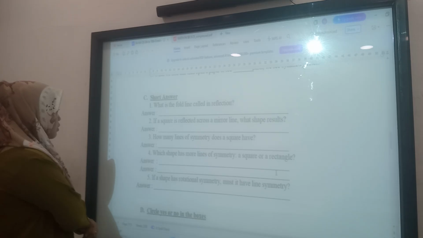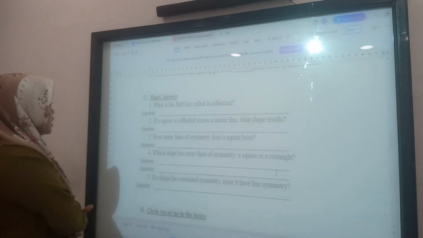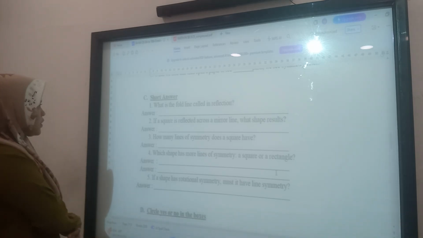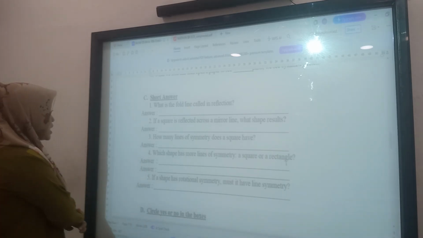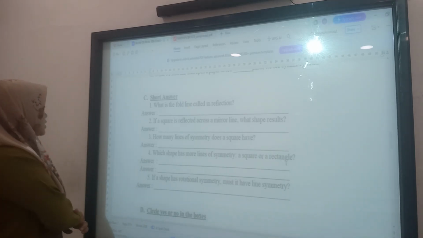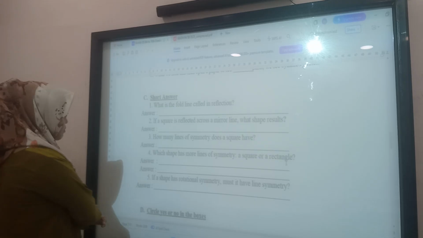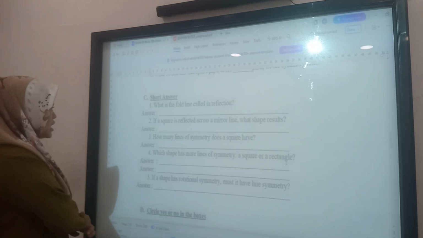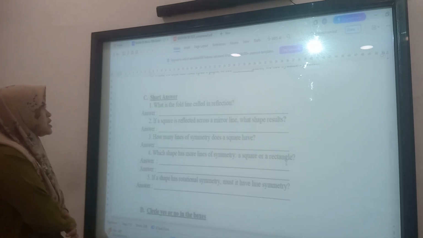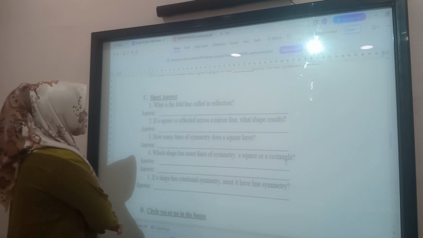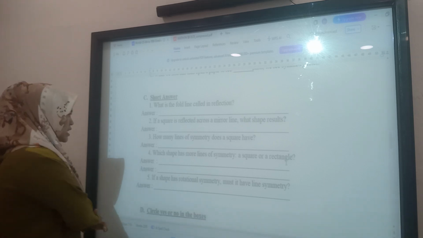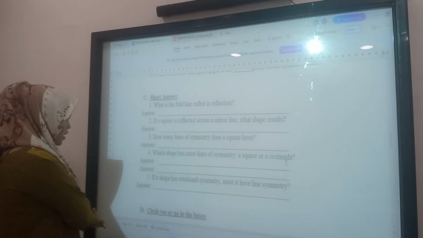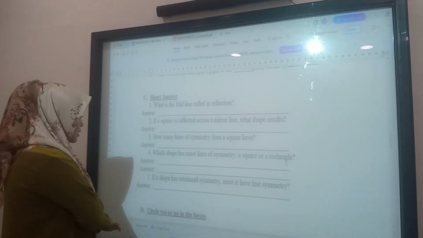Okay, number 1. What is the fault line called in reflection? The line in reflection is called a mirror line or the symmetry line. Number 2. A square is reflected across a mirror line. What shape is the result? The result is the same shape with the same size. Number 3. How many lines of symmetry does a square have? A square has 4 symmetry lines.